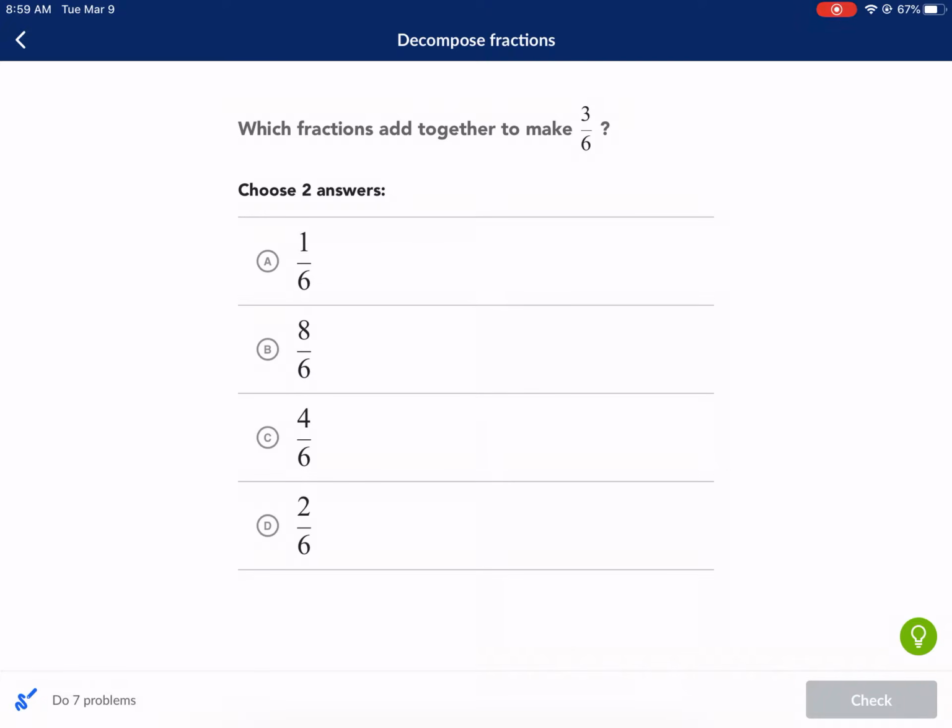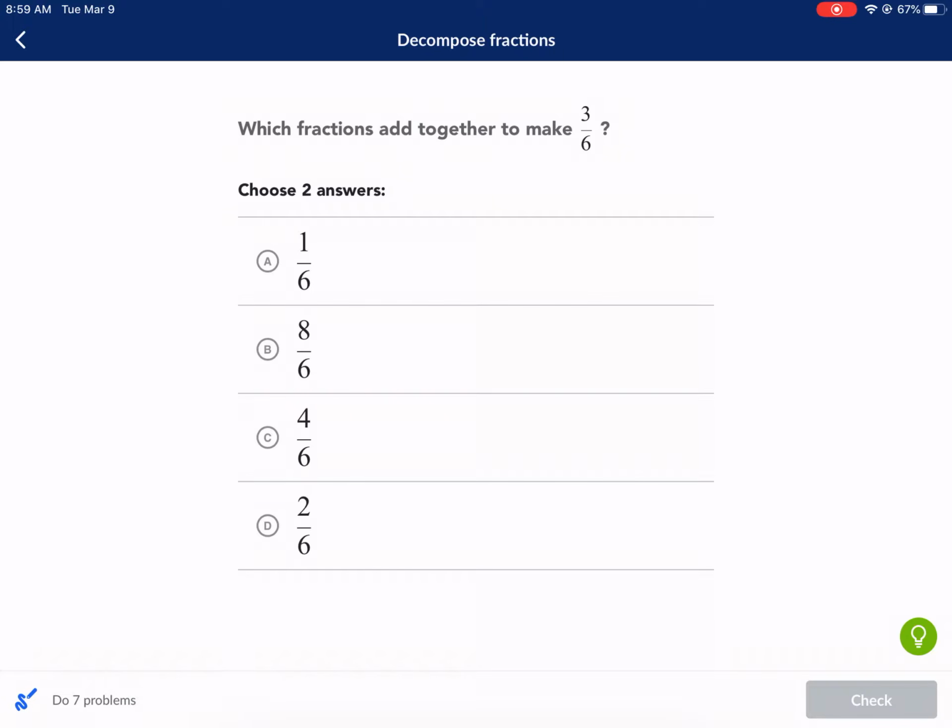No, we're not doing composting, and this isn't some sort of biology Khan Academy. This is talking about breaking up fractions into smaller pieces. Let's go ahead and look at our first problem. Which fractions add together to make 3 over 6?